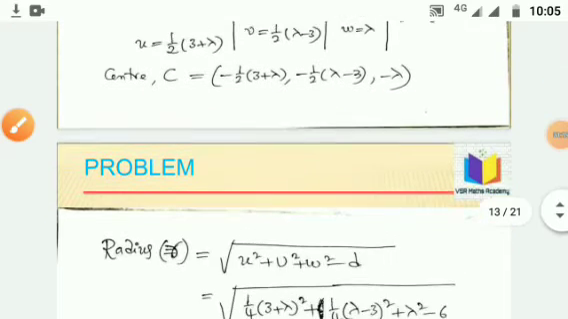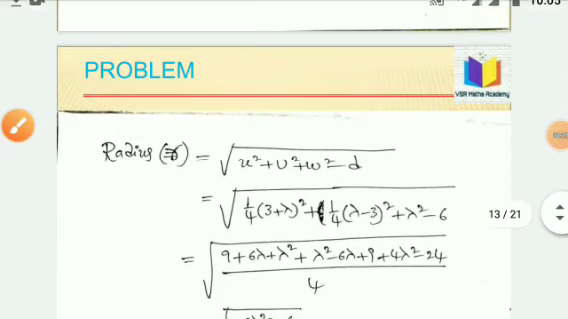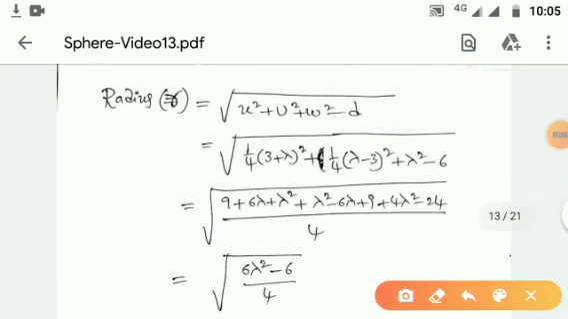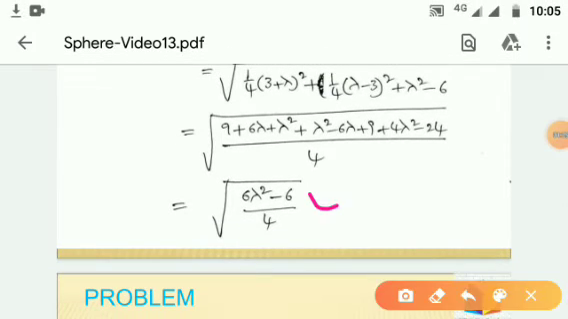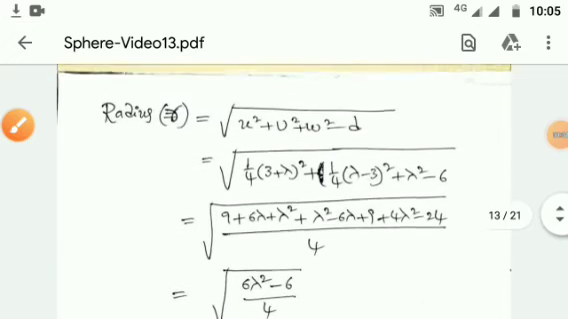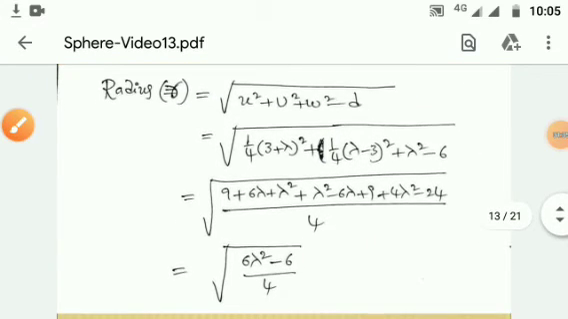And what is the radius? Root of u square plus v square plus w square minus d. So by substituting the values of u, v, w and d in this, you will get like this. On simplification, finally, this is the radius of a member of the coaxial system.